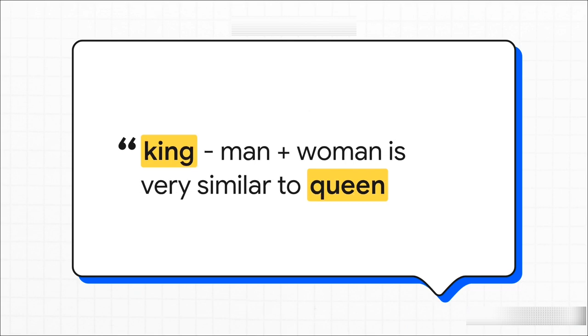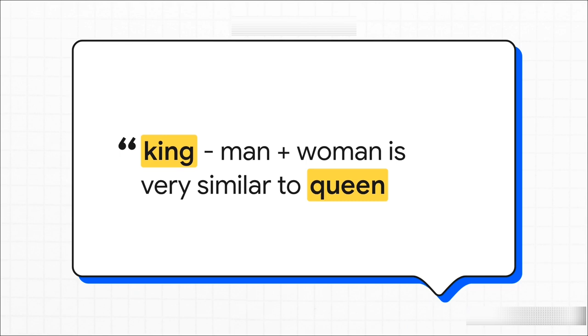This is where it gets really mind-bending. Check this out. If you take the vector for the word king and you subtract the vector for man, and then you add the vector for woman, the result you get is incredibly close to the vector for queen. Think about that. The model hasn't just memorized definitions. It has learned a direction in this invisible space that literally represents the concept of gender.